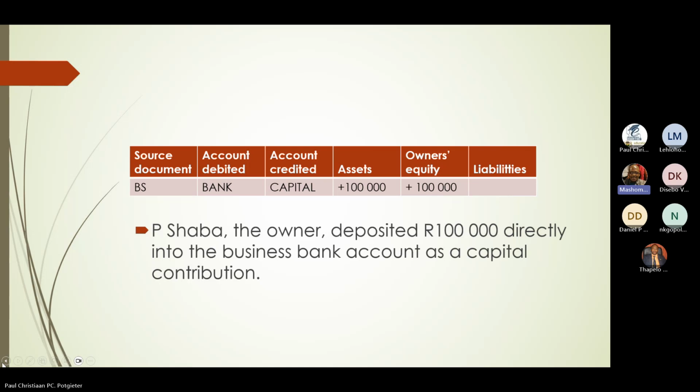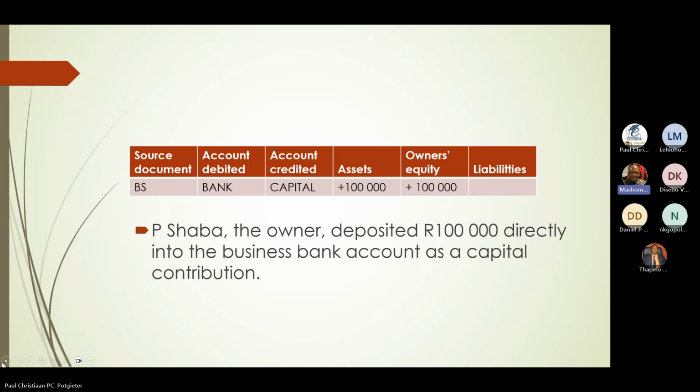Now, the source document in this case, because the amount was deposited directly into the bank account, will be the bank statement. It will be seen on the bank statement. The account to be debited will be the bank. The account to be credited will be capital. Remember, capital falls under owner's equity. We said owner's equity has a debit side and a credit side. Owner's equity increases on the credit side.